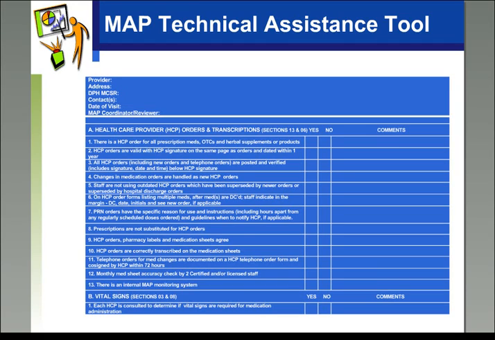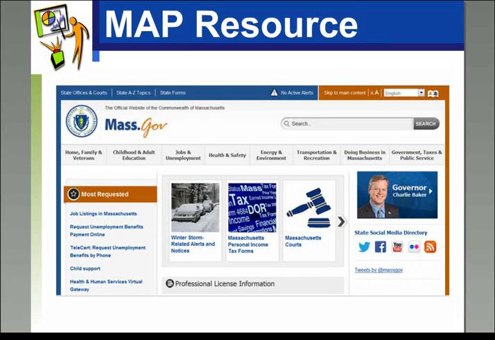2 modifications were made to the tool. Section E, number 7, is a new addition regarding certified staff who administer high alert meds. Section N, number 7, is a modified statement regarding provider policies. The Tech Assist tool and future revisions are located at the mass.gov website.